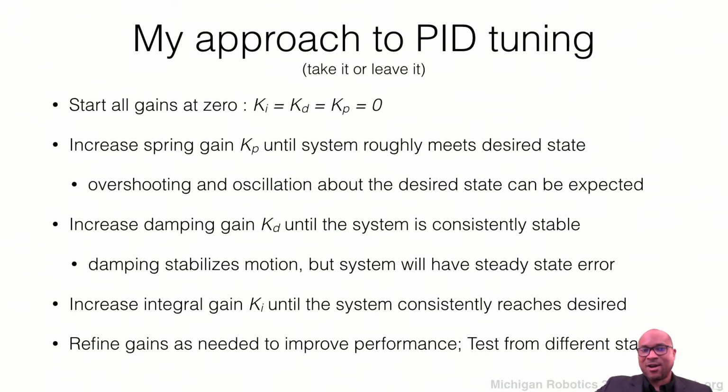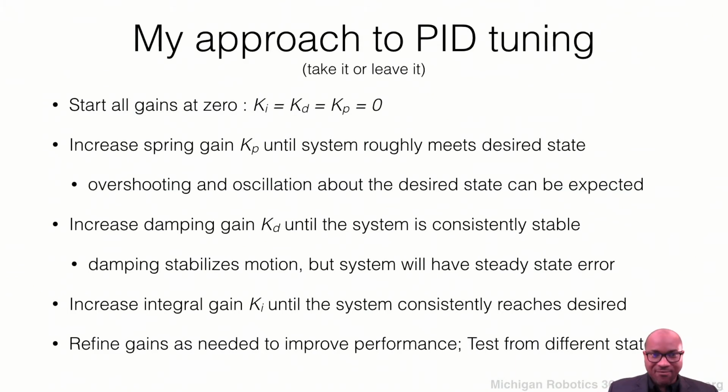And that means that my P gain will most assuredly be overshooting and oscillating about the desired state. And so it might be wobbling back and forth over it. And then once I do that, I'm going to start increasing my damping to remove energy from the system, and get this controller that approximately works from the proportional gain into something that is stable. And producing that stable motion now means the thing that I need to counteract is steady state error.